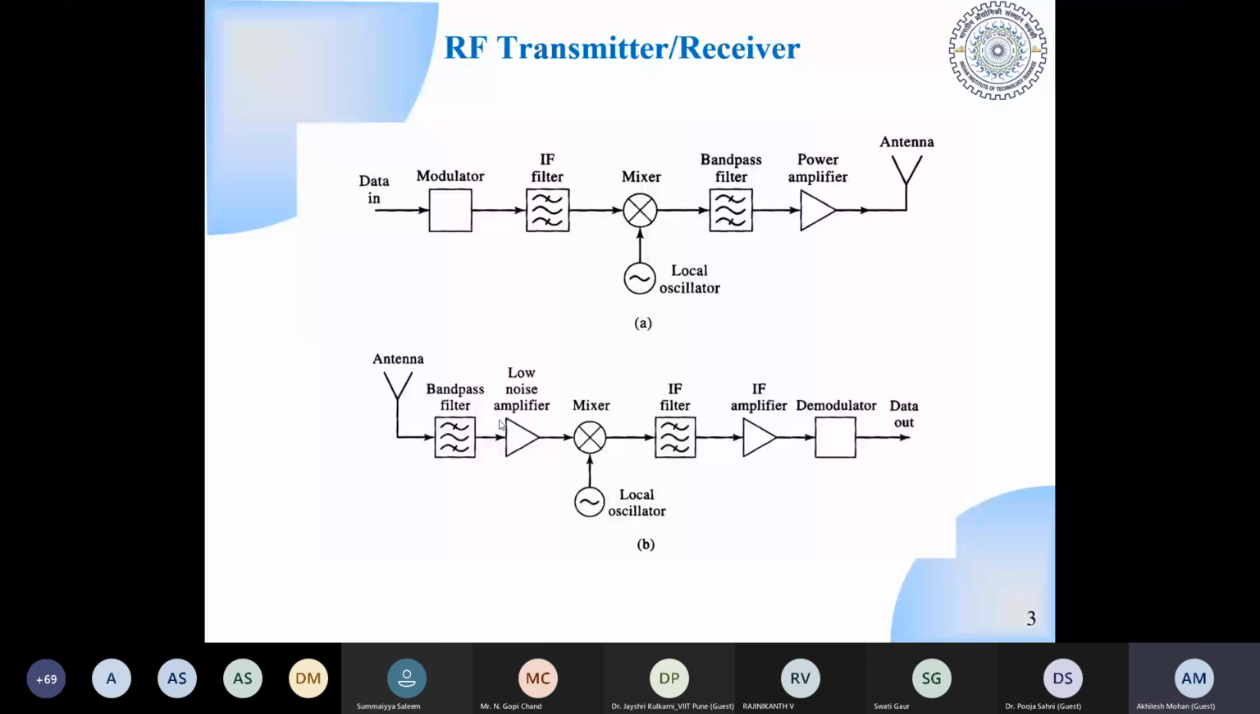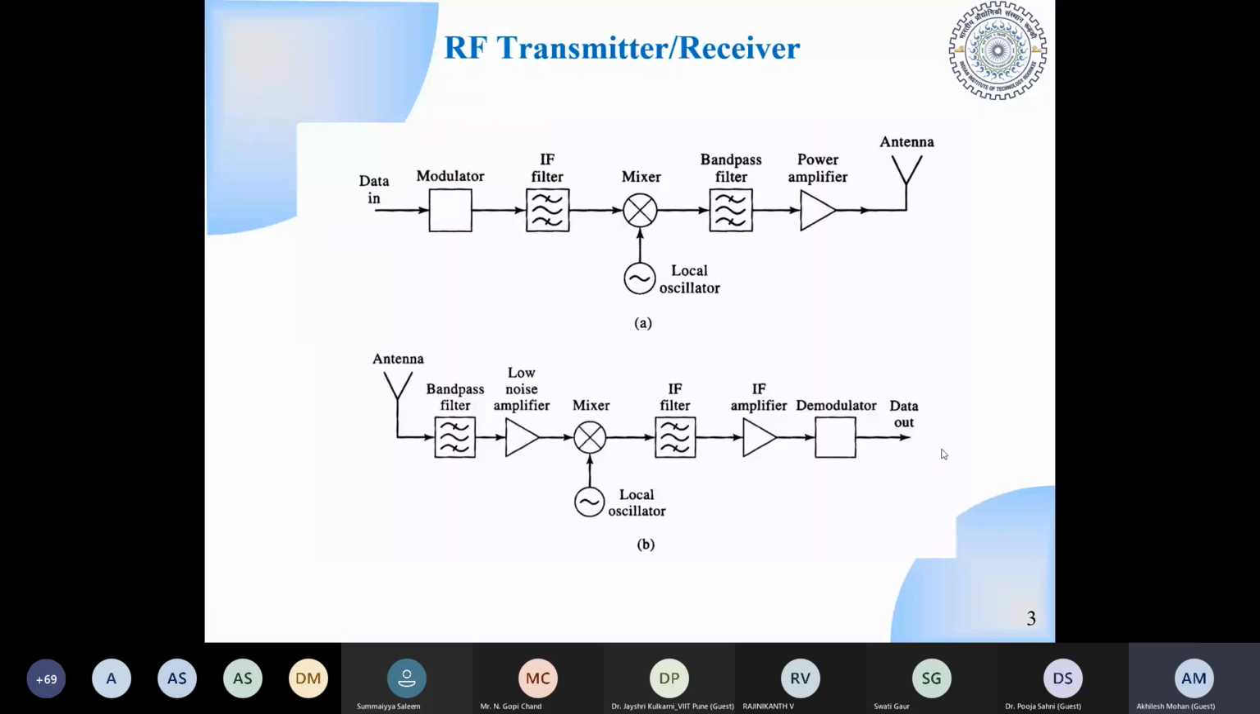And finally, we down convert using the mixer and the local oscillator. Again, because it will generate numerous frequency components, we have the IF filter, IF amplifier, and demodulator, whatever modulation we did. And finally, we get the data out. The data out will be our signal, let's say voice, video, or any data.